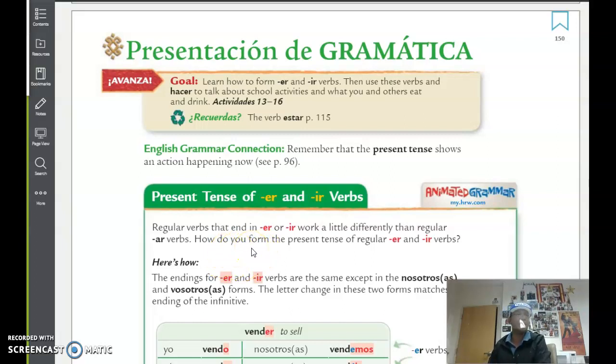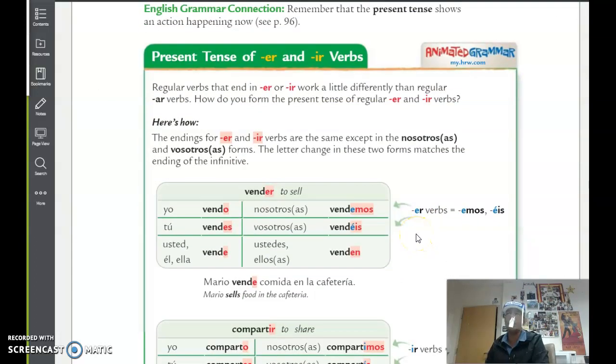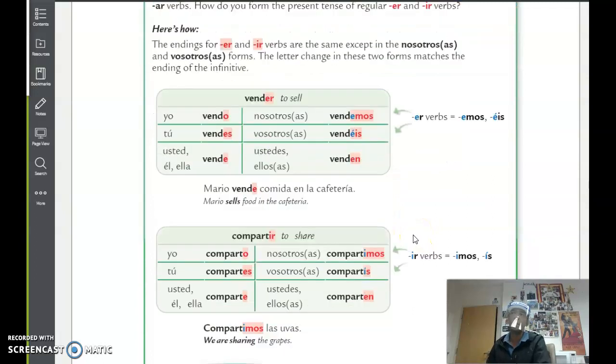How do you form the present tense? Very similar, right? How do you form the present tense of ER and IR verbs? Well, you're going to conjugate. Does anybody remember what conjugation means? Conjugation is a change, correct. Conjugation is a change based on the subject. What's the subject? The subject is the person that is doing that action. So if I am doing this action, I am the subject, right? And based on that, I change the verb. So the changes in the verb will always happen at the end.